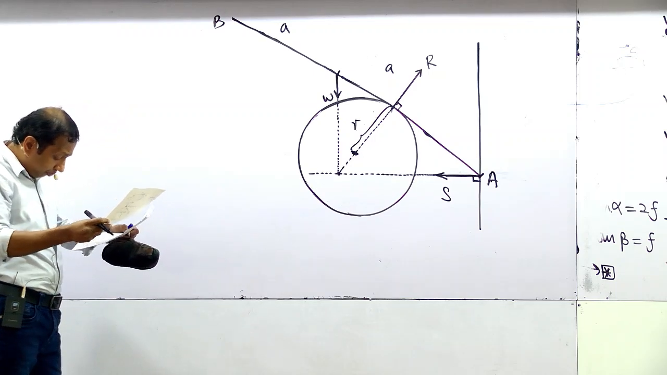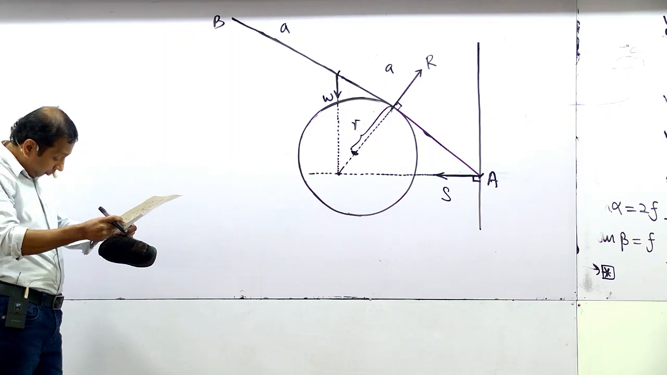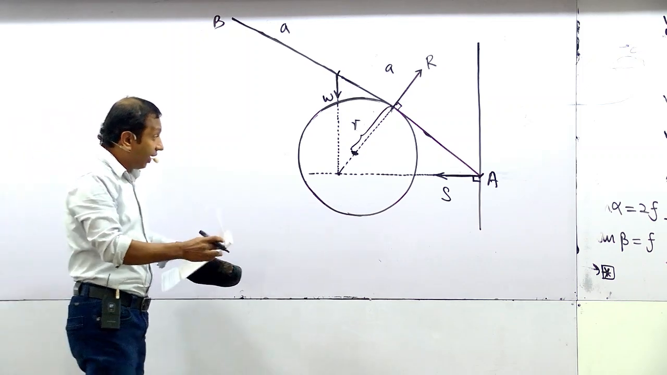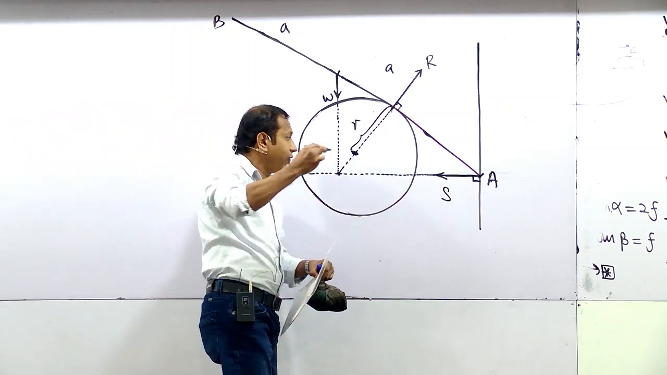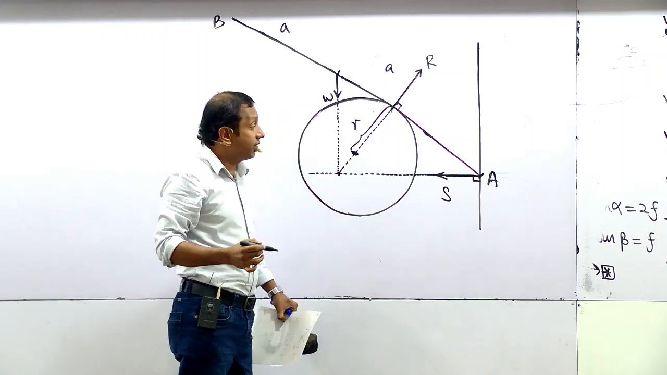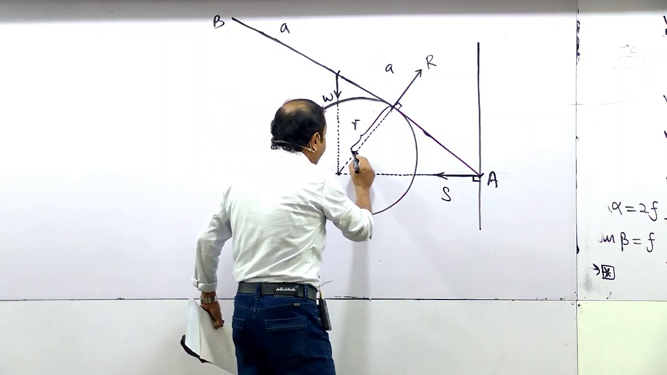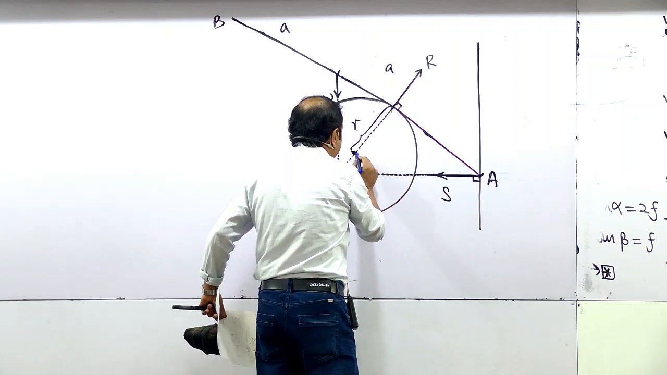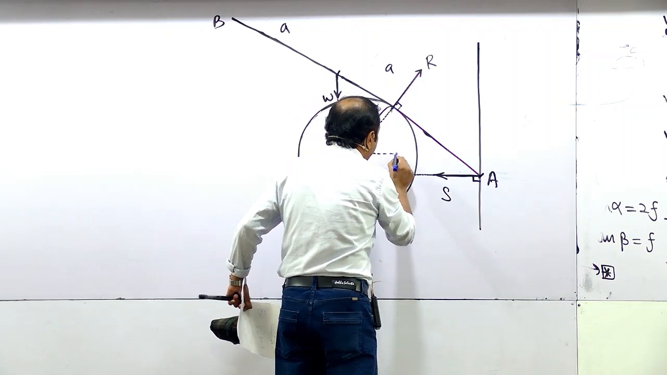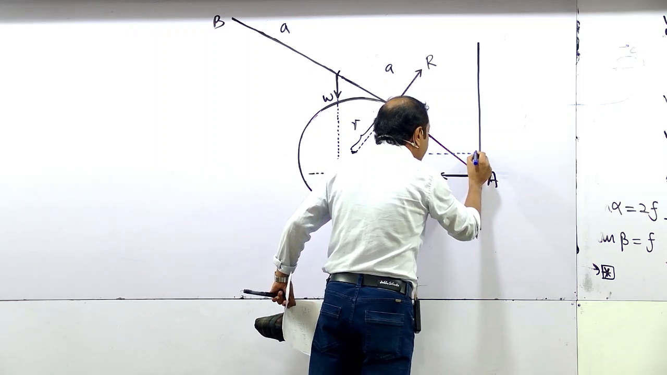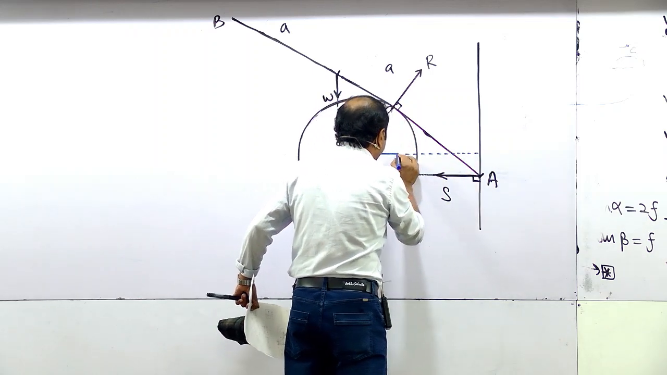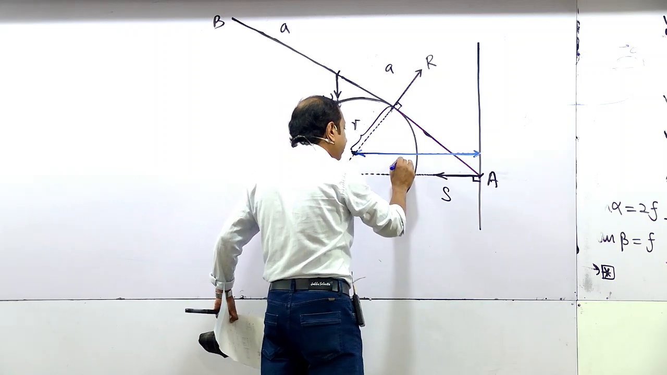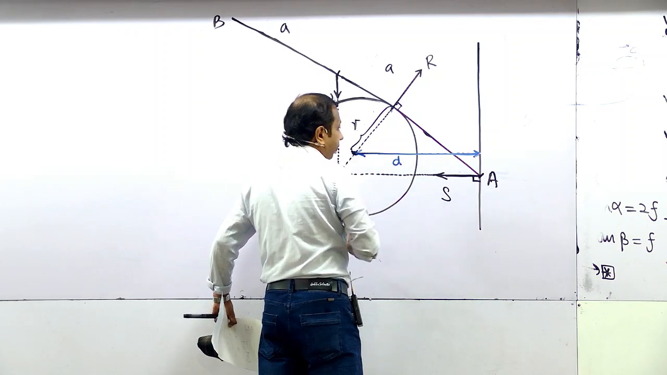And another one given. The distance of the axis of the cylinder from the wall is d. Axis means a line passing this way, no? That's the axis. To that, the distance from the wall is d. This is d. I draw that with blue color. This length is d.